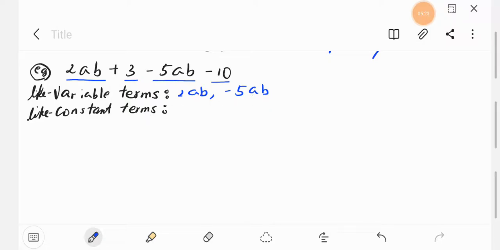Actually, we can say like terms. The constant terms are 3 and negative 10. They are only numbers, so they are called constant terms, and constant terms are also one of the like terms. So when we say like terms, it means they are the terms that have the same variable part, or they are the terms with only numbers. So we call them variable terms.